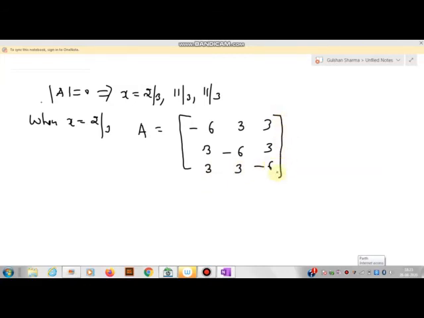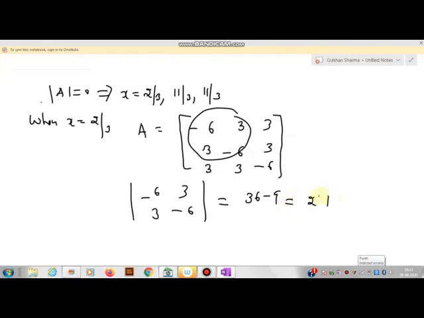Now because determinant is 0, it means 3 by 3 चेक करने की ज़रूरत नहीं है, 2 by 2 का determinant कैलकुलेट कर लेते हैं. So this is 36 minus 9, that is 27, not 0. So rank here is 2.